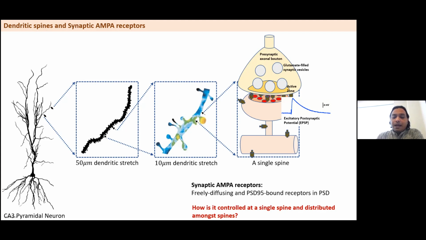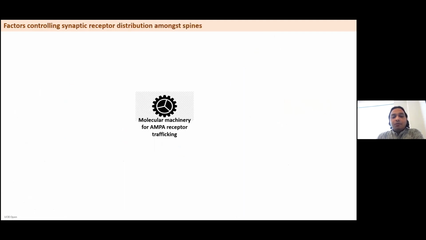Now, what are the factors which control the count of the synaptic AMPA receptors at a single spine and the distribution amongst dendritic spines has interested the neuroscience community for a long time. A lot of studies have focused on single spines. Only very few studies, some in recent years, have tried to look at how the factors shape the distribution of receptors amongst the spines. Of course, there is a well-recognized immense molecular machinery for AMPA receptor trafficking, which shapes the unique distribution profile of the receptors on the dendritic arbor of the neuron.